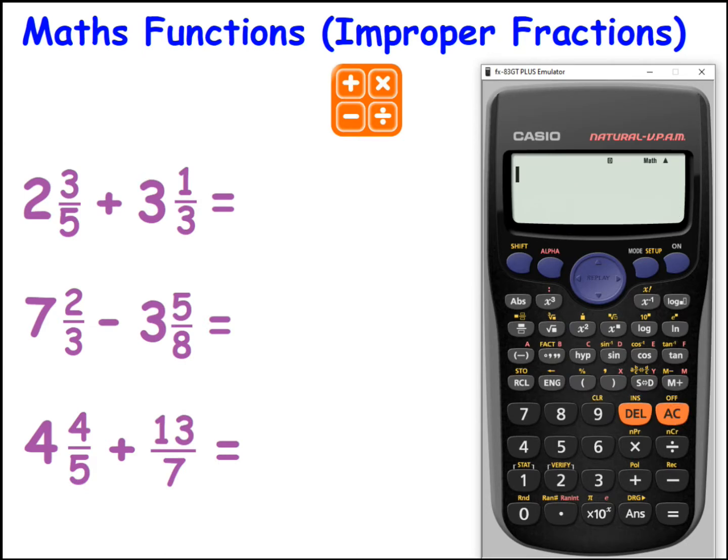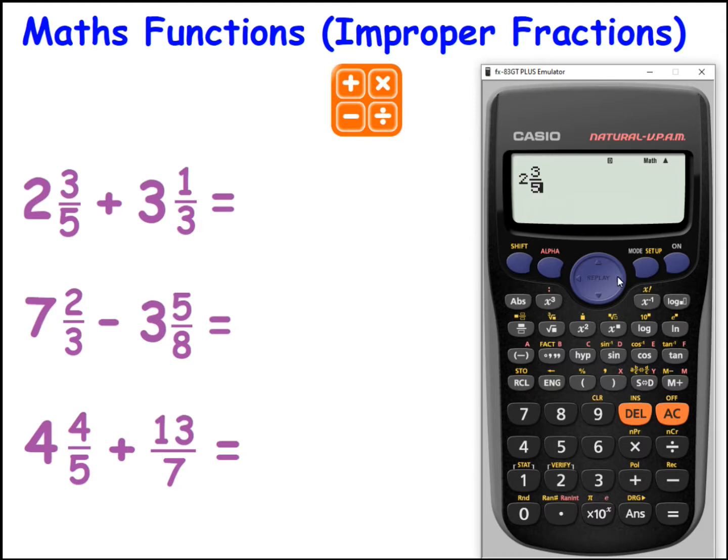So on the first example, we have the mixed number 2 3/5. So the mixed number format is this gold writing here, which we access by pressing Shift and then the fraction button. So now I can put the numbers in. So my whole number is 2, use my right rocker switch to access the numerator, 3, my down to get to my denominator, which is 5. So I have the mixed number 2 3/5.